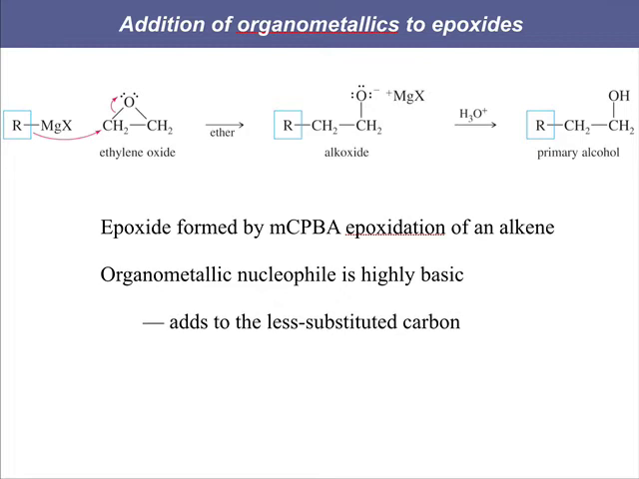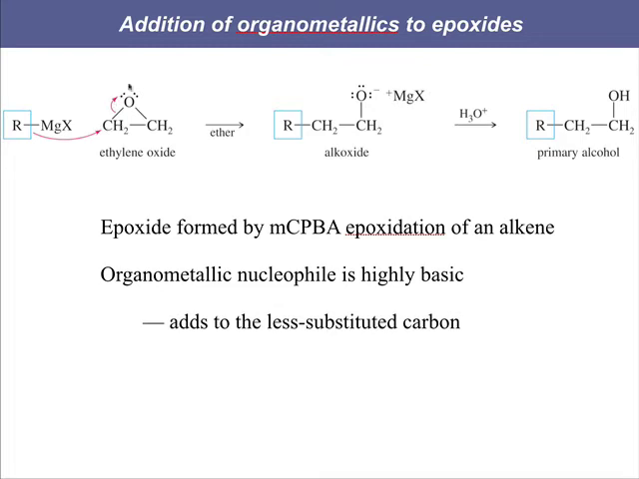One thing to remember though, when you add organometallics to epoxides, is that organometallics are incredibly basic. That R group has a very, very strong negative character to it. And so, as we saw before, addition of base to an epoxide will always occur from the less substituted carbon. In this case, we have a symmetrical epoxide, but it could be asymmetrical. We'll just show the R group adding to one of the carbons. If it's asymmetrical, it'll always add to the less substituted carbon.